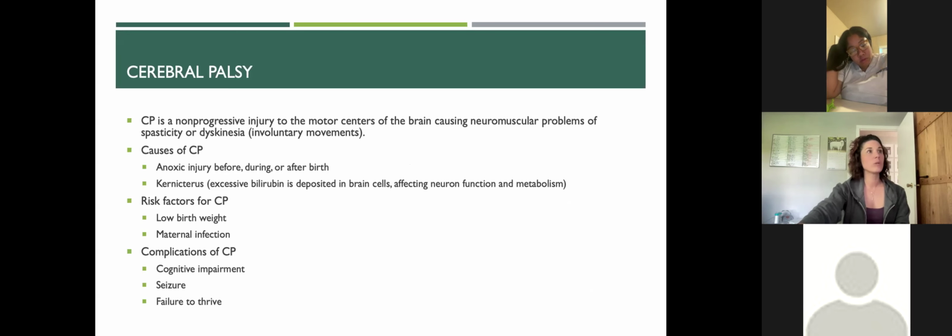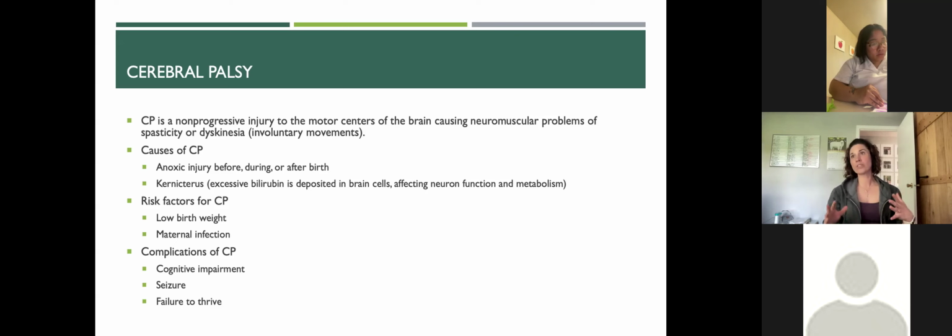Next up is going to be cerebral palsy. So this is a one-time injury. It doesn't progress, doesn't get worse. It's just a one-time injury to the motor centers of the brain, and it causes neuromuscular problems of spasticity and or dyskinesia. Spasticity is tension inside the muscle. It's not actually those jerking movements that we think of. It's the actual tension inside the muscle. That electrical tension is what spasticity is. And then dyskinesia is involuntary movements.